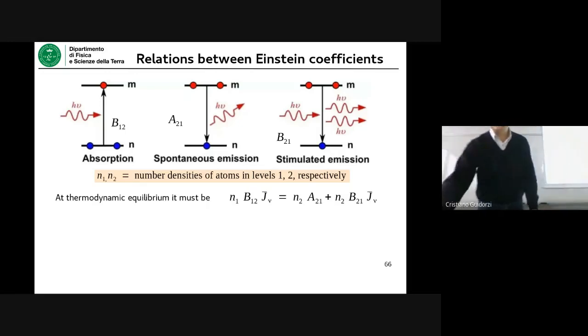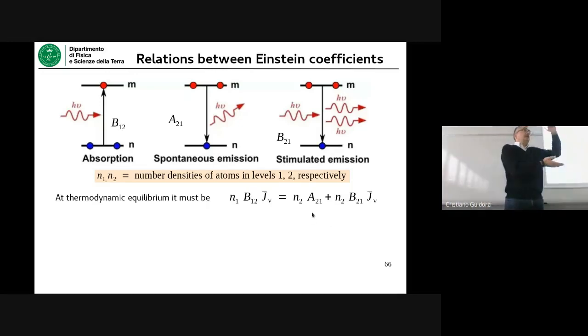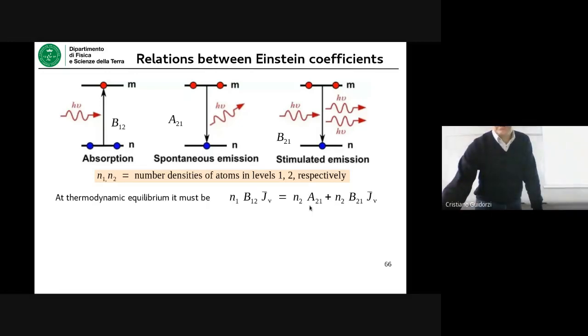So just A21 times the number of atoms that are at level 2, N2 by definition. And this gives you the first term on the right-hand side of this equation: the number of atoms making a transition from 2 to 1 per unit time per unit volume, due uniquely to spontaneous emission.